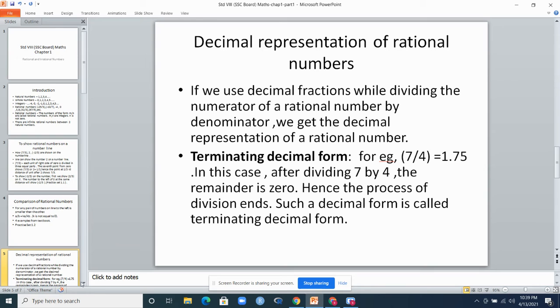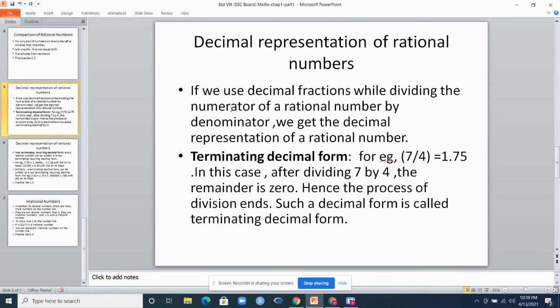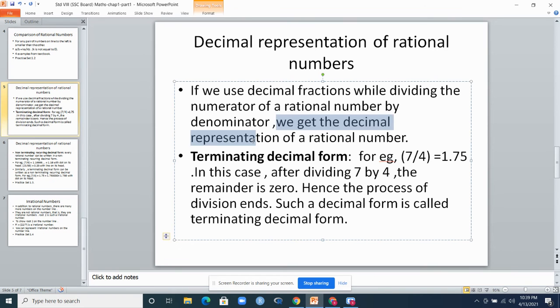So, the decimal representation of rational numbers. If we use decimal fractions while dividing the numerator of a rational number by the denominator, we get the decimal representation of a rational number. We actually divide the numerator by the denominator, and whatever the decimal representation is, that is called the decimal representation of a rational number.